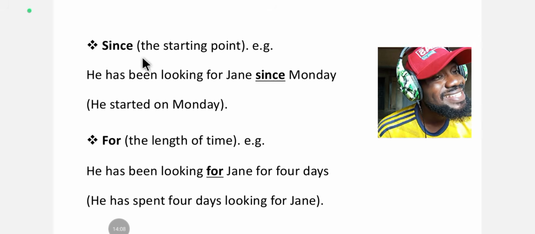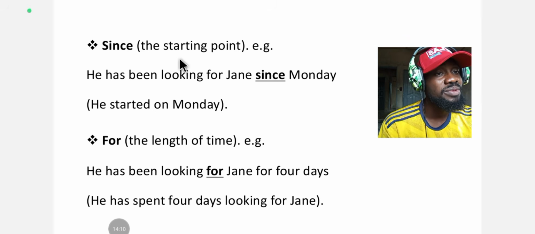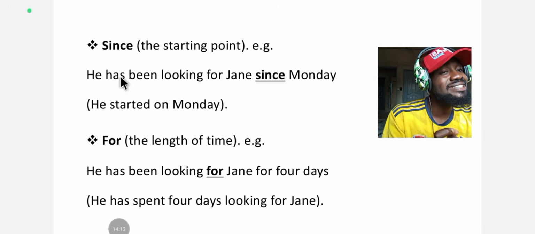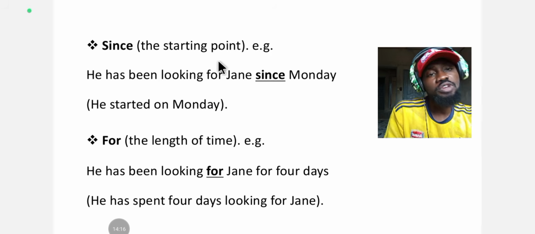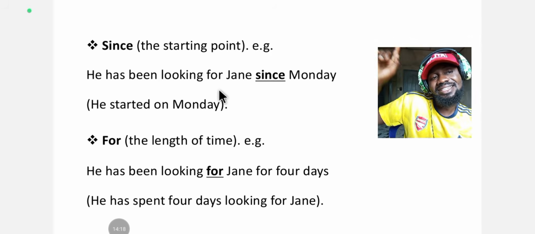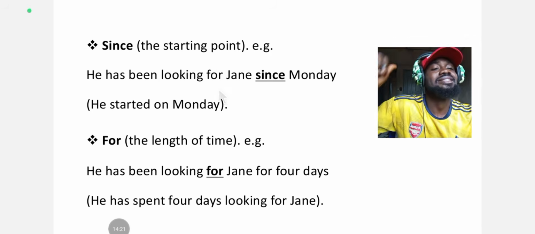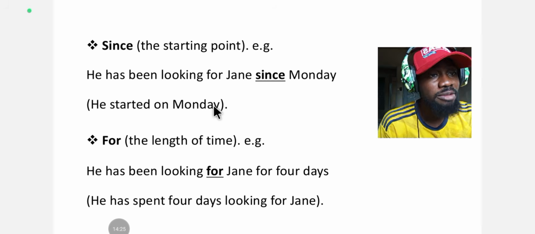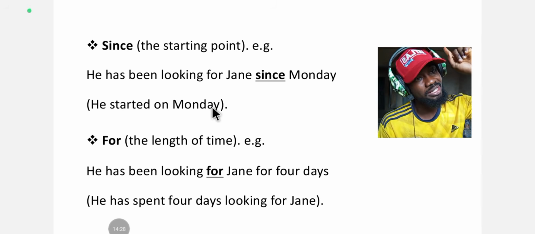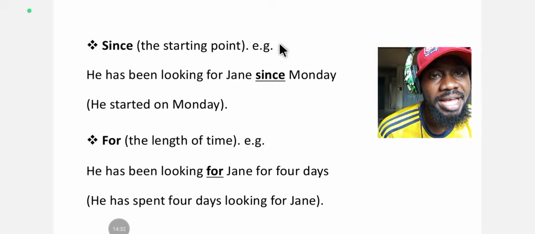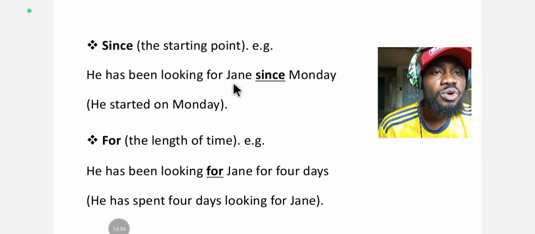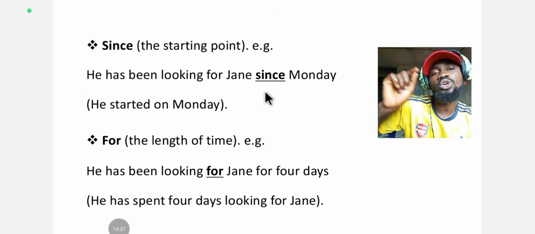The next we have here is since. What does since mean? This one is very tricky. Since means the starting point. So if you say since yesterday, it means it started yesterday. How long has your stomach been hurting? Since yesterday. That means it started yesterday. For example, he has been looking for Jane since Monday. That's he started looking for Jane on Monday.